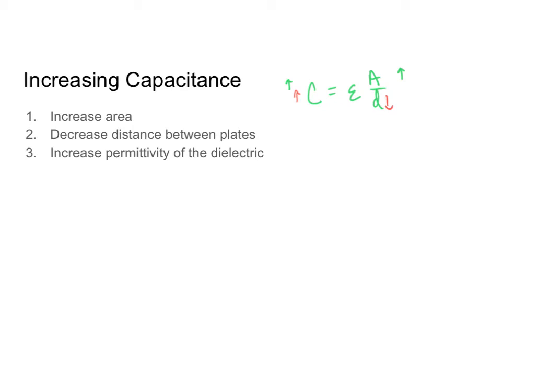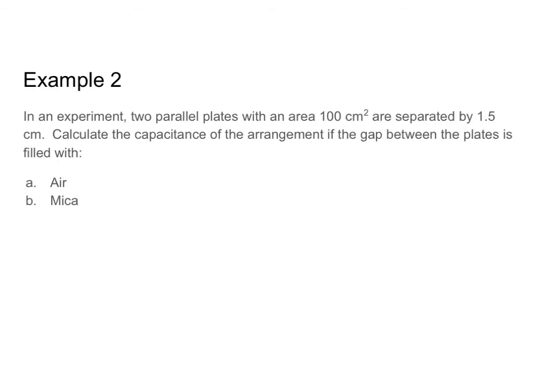And then finally, if we can increase the permittivity of the dielectric, so if we can increase the value of our coefficient epsilon, that will also increase the capacitance of our setup. Okay, so let's look at an example of a problem where we have to think about our permittivity. So when we have a dielectric added.